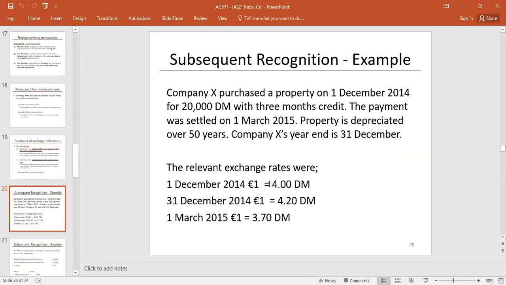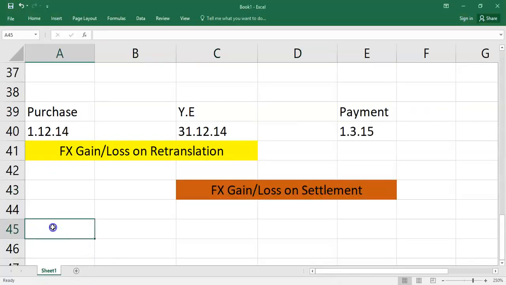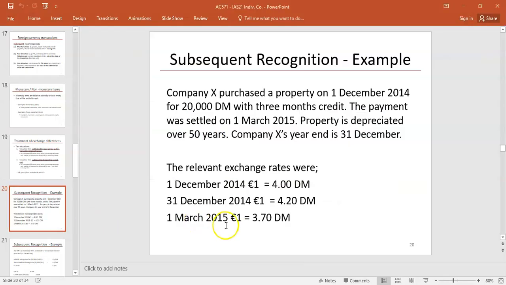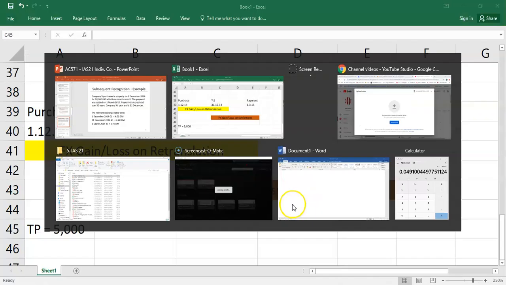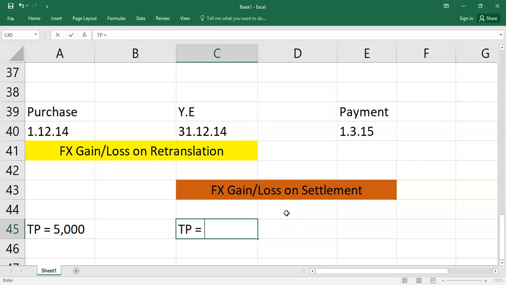So let's look at the same example again. We know we initially recorded this property at €5,000 and we recorded the trade payable at €5,000. So I'll just put that in a little Excel. It shows trade payable equals 5,000. Right. We come to the year end now. That 20,000 Deutschmark is still 20,000. We don't owe euros, we owe the foreign currency. It's now converted at 4.2. So that is going to be trade payable equals 20,000 divided by 4.2.